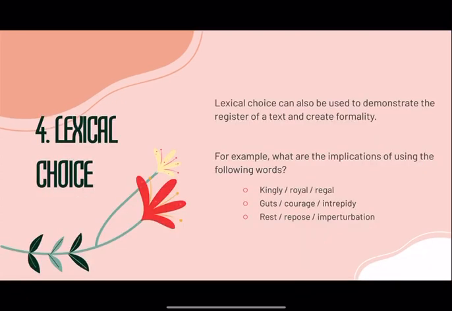Okay, 4, lexical choice. So this can also be used to demonstrate the register of a text and create formality in it. Okay, so we're looking at what are the implications of using the following words. So we've got kingly, royal, regal, guts, courage, intrepidity, rest, repose, imperturbation.